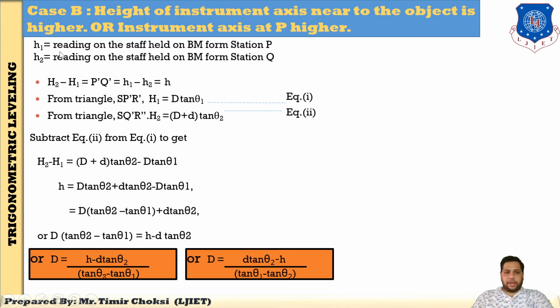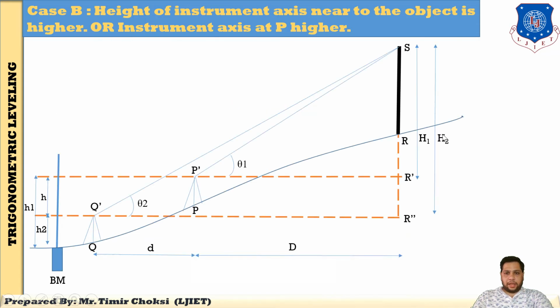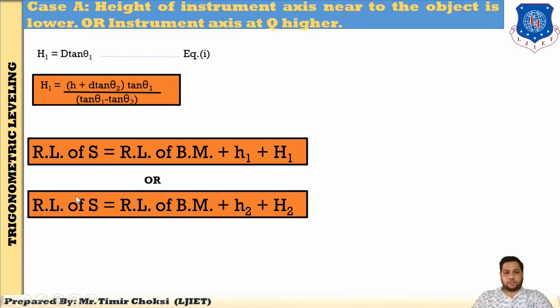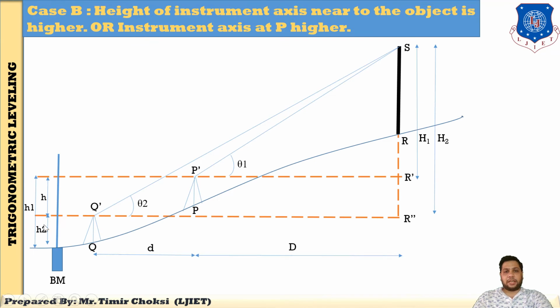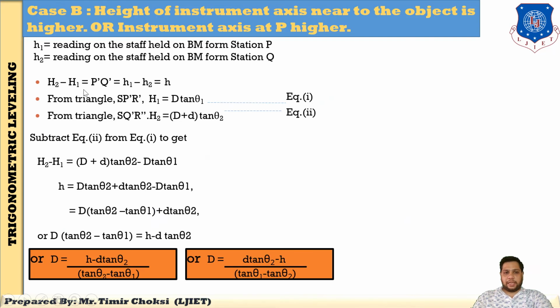You know that H1 and H2 you already found. Now here capital H2 minus capital H1 equals P dash Q dash. This value is small h. So now you consider small h1 minus small h2 equals small h. In the previous case it was reversed, h2 minus h1, but here it is h1 minus h2. So you write H2 minus H1 equals P dash Q dash equals h1 minus h2 equals small h.